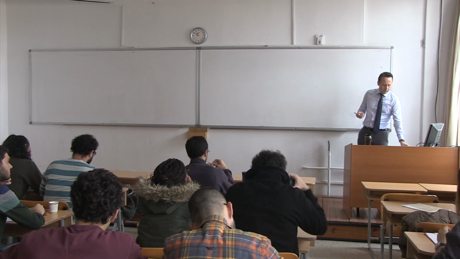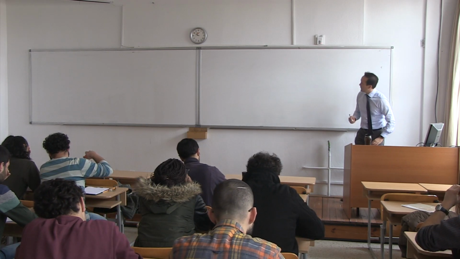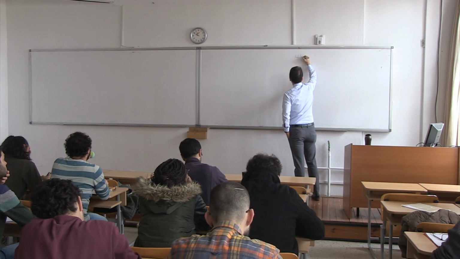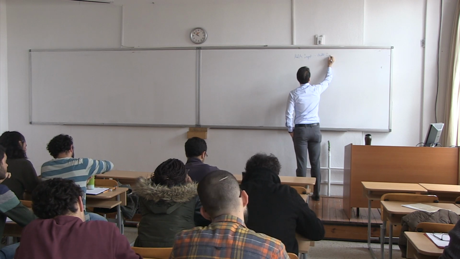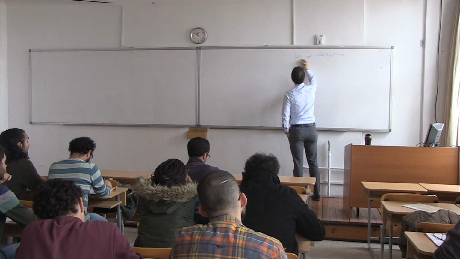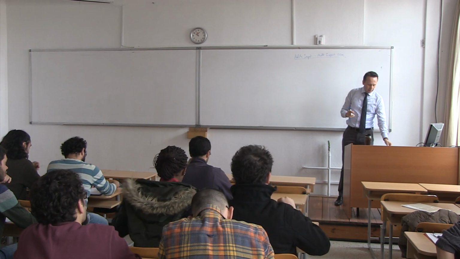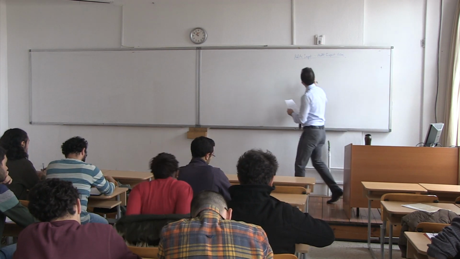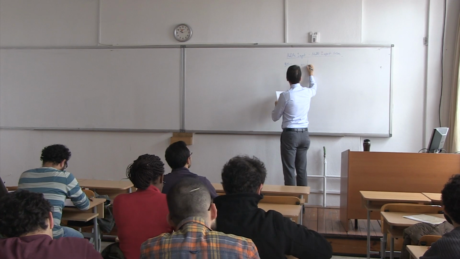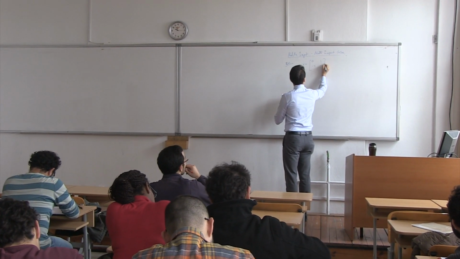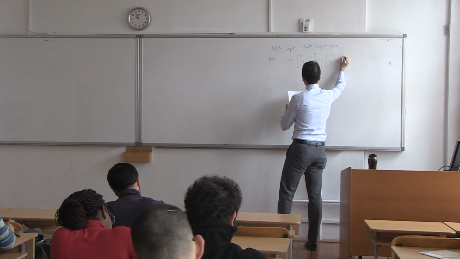So, what I want to do today is, remember we had an example on the multi-input, multi-output case. And I gave you an example that looked like this: x dot equals [0, 1; -2, -1] x plus [0, 1; 2, 1] u.